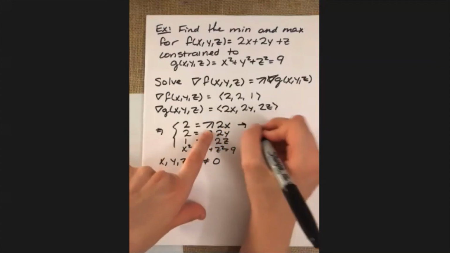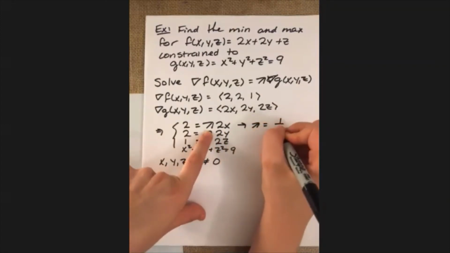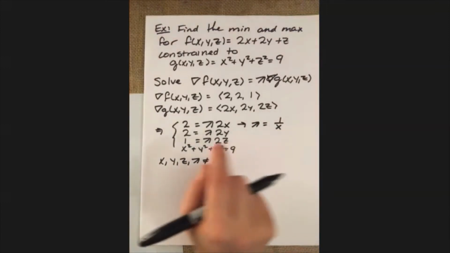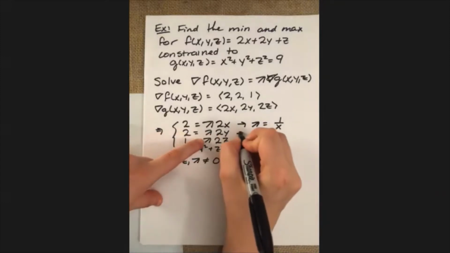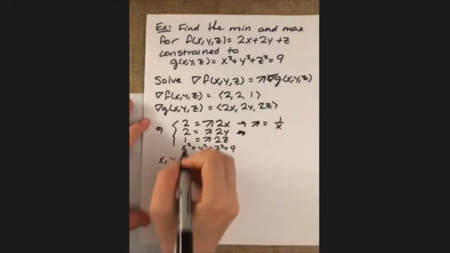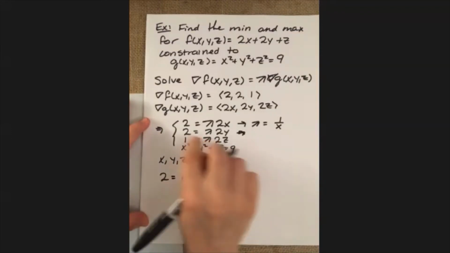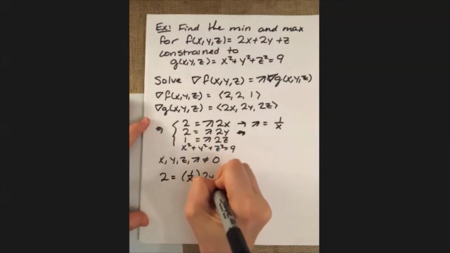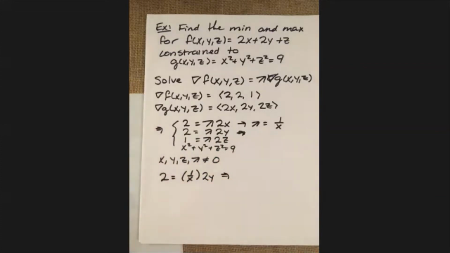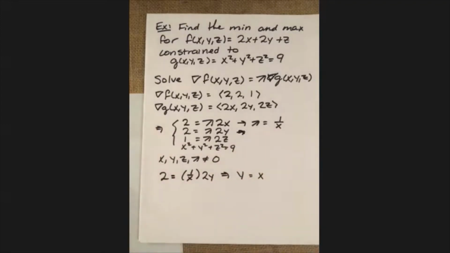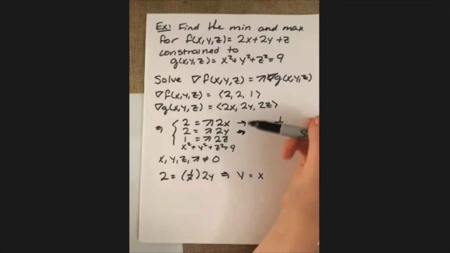Since I can divide by x, I get that lambda is equal to 1 over x. And I'm going to use that to substitute into here. So let's do it down here. We get 2 is equal to 1 over x, instead of lambda in this equation, times 2y. Rearranging, doing some canceling, all that stuff, what we wind up getting out of that is that y is equal to x. So now we have a relationship between y and x.